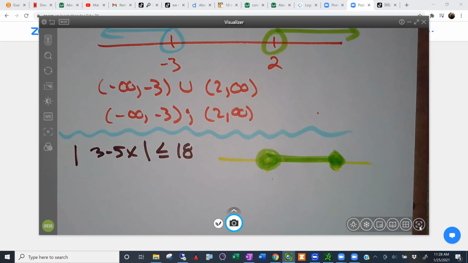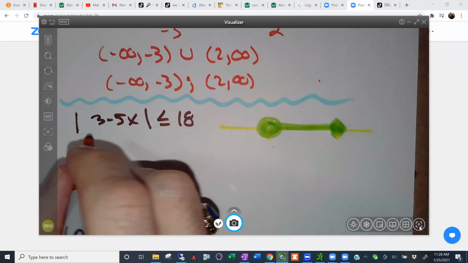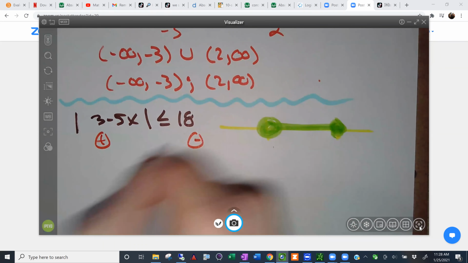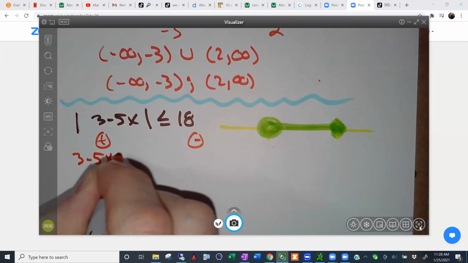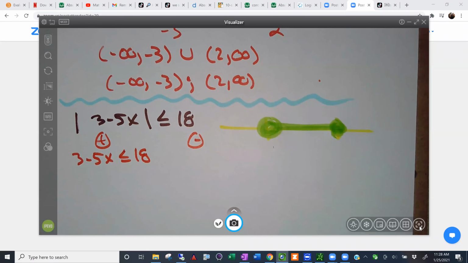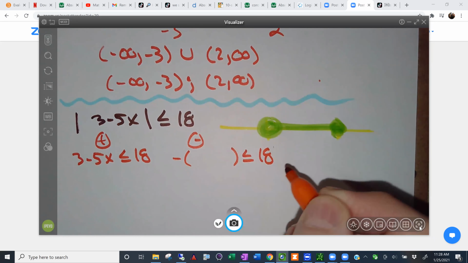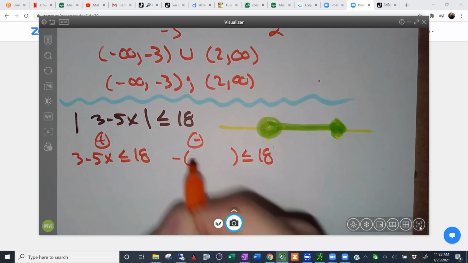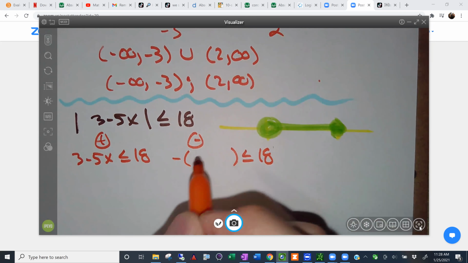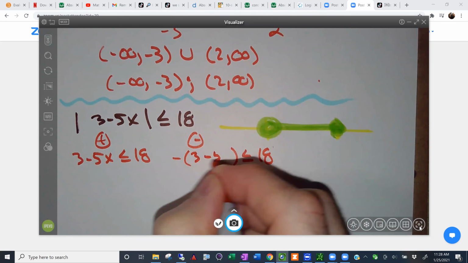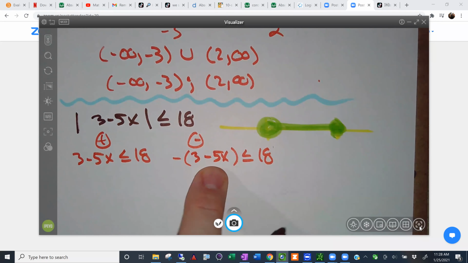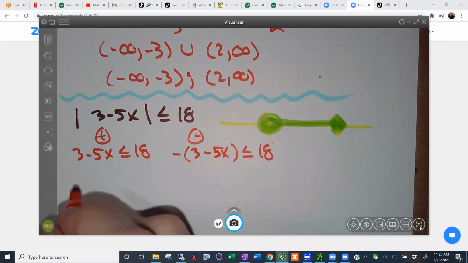But let's put that aside for the moment and do our positive case and our negative case. 3 minus 5x is less than or equal to 18. That's your 2 points. The 4 points come from over here. And this is just my bias in grading. I'm really trying to emphasize that you need both cases, and in particular, this one is easy to forget. Are you okay with the setup here?